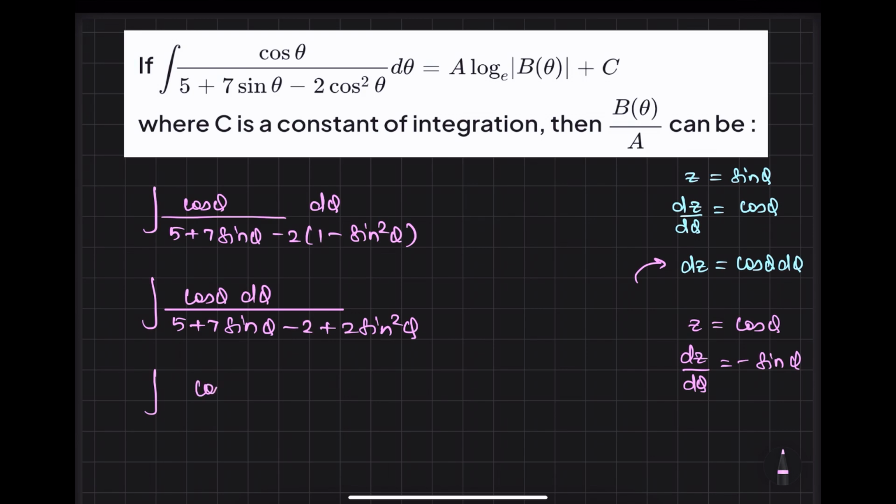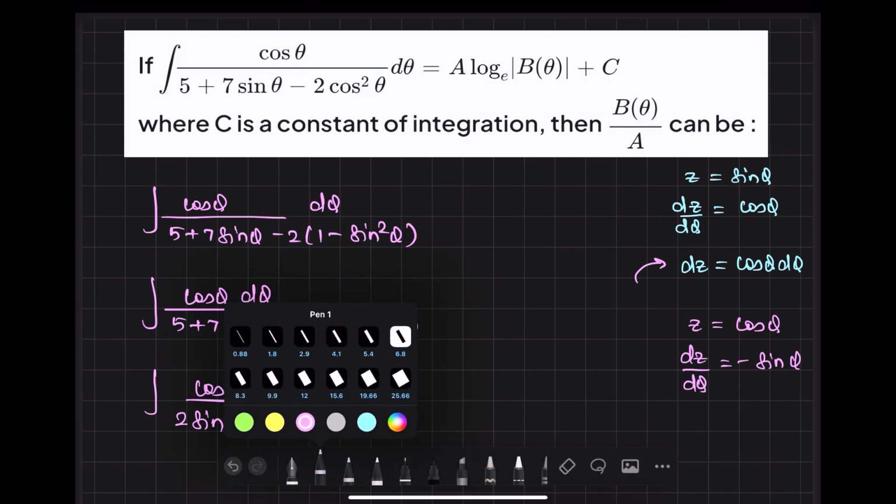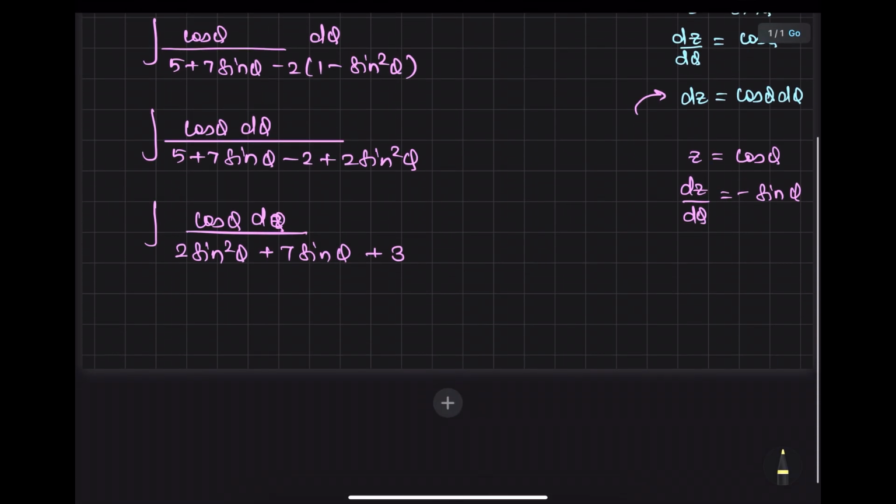Let's write down those things into standard form. It's a d theta, okay? So 2 sine square theta plus 7 sine theta plus 3, okay? So we have simplified everything. Now what we will do, we will take sine theta as z, okay? So look at this, how the question will get transformed. It will become dz, and the denominator will look like 2z square plus 7z plus 3.